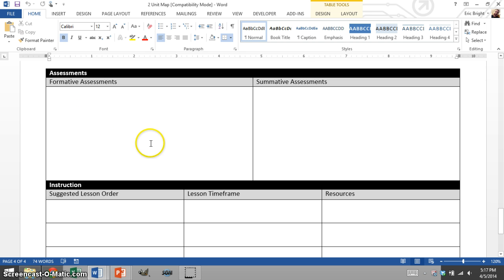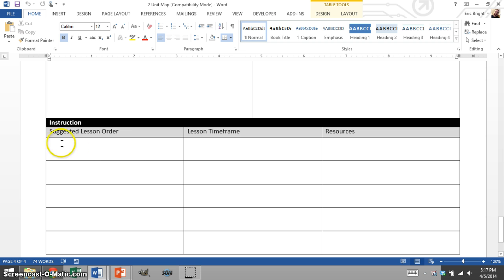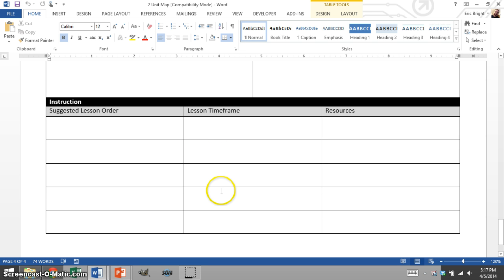And then you can list your assessments here like we talked about, formative and summative. And then here's your actual instruction piece. What is the suggested lesson order and the time frame for each of those lessons, and then what resources do you have for those lessons? So this really would be kind of your go-to section as far as on a daily teaching basis. What are you going to need? It's going to come up right in here.